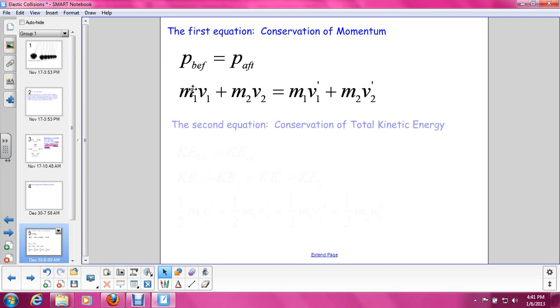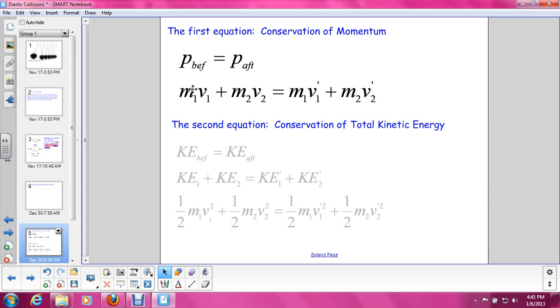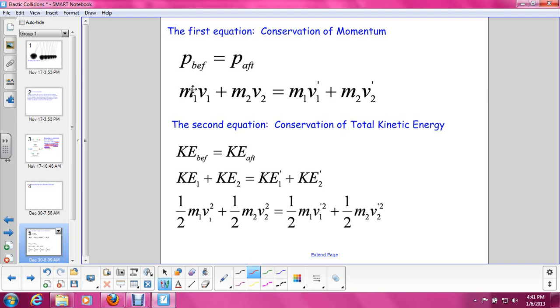But the second equation that applies to elastic collisions is the conservation of total kinetic energy. Hopefully you all remember the equation for kinetic energy. It is 1/2 mv squared. So if we work our way through this line by line, the conservation of total kinetic energy tells us the total kinetic energy before a collision equals total kinetic energy after. In order to solve for the total kinetic energy, we need to add the individual kinetic energies of each object.